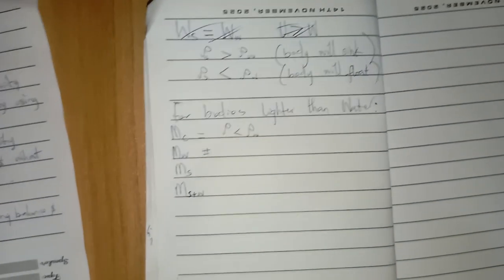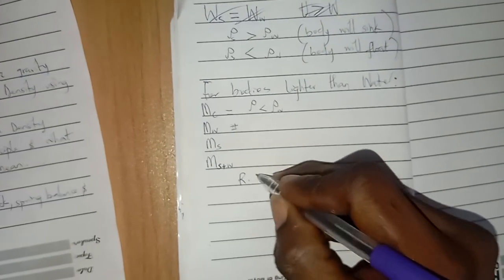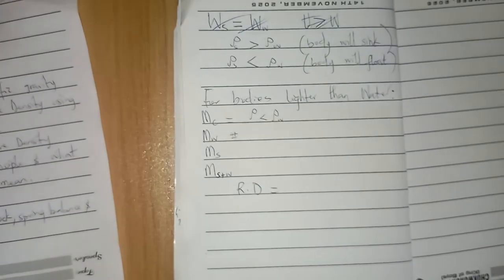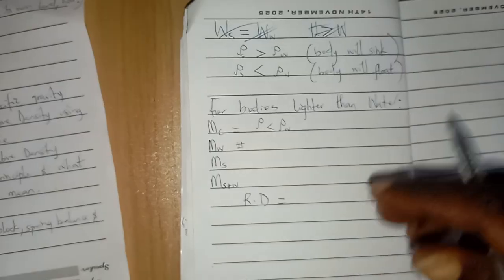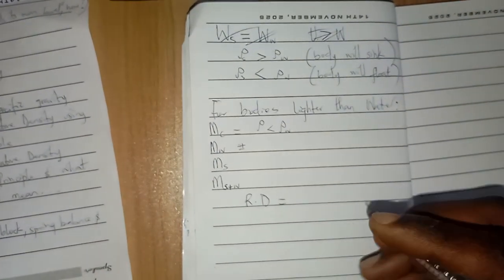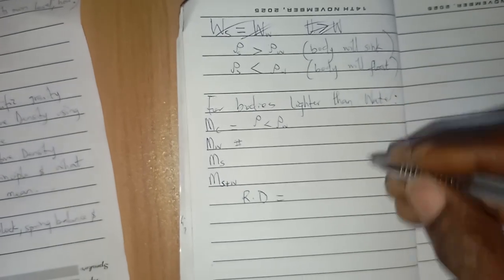Mass of the sinker plus water. So when you want to check the relative density of this, the relative density will simply be equal to... the substance is always at the numerator, while the main substance, the reference substance, is at the denominator because that's the one entering.